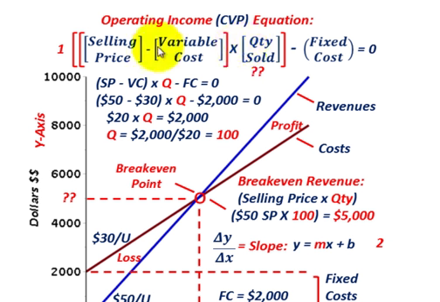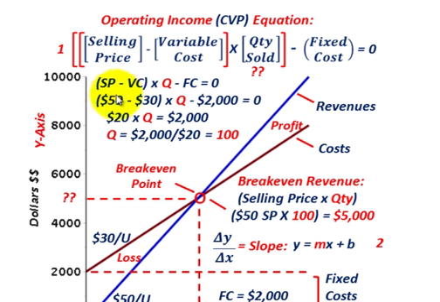Here I factored out the quantity sold from our selling price and our variable cost. Taking the difference, selling price minus variable cost, times the quantity sold, we have to subtract out those fixed costs. So selling price minus variable cost, times quantity sold, minus the fixed cost has to equal 0, because we're looking for that break-even point, where we're going to have a 0 profit essentially.